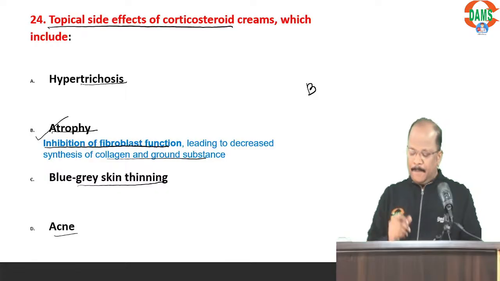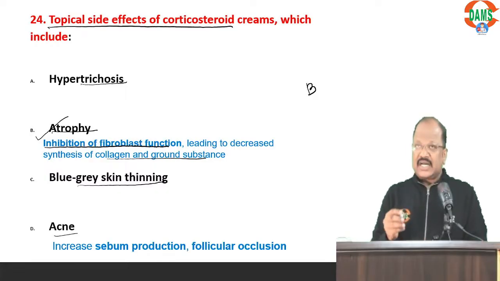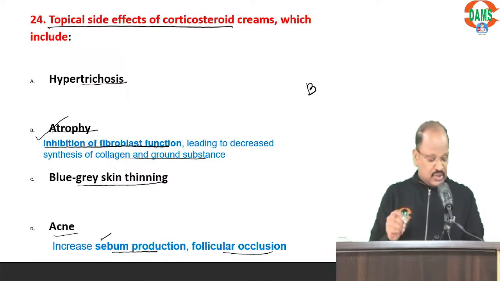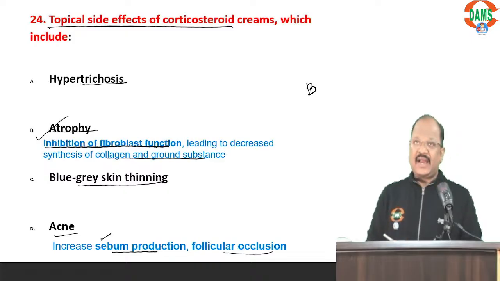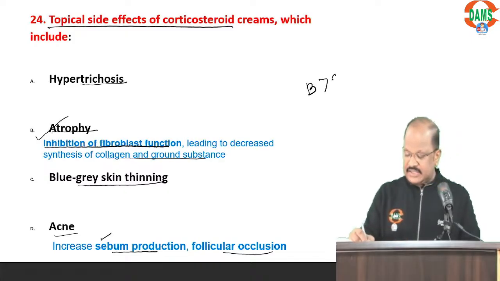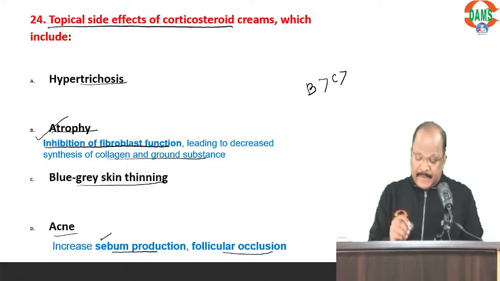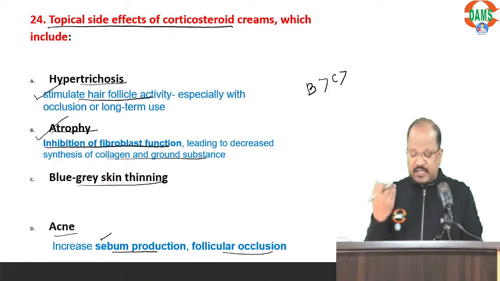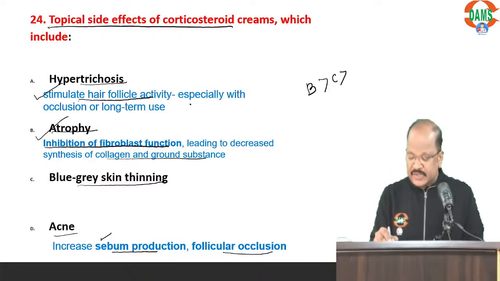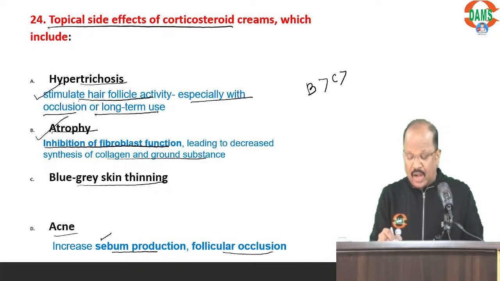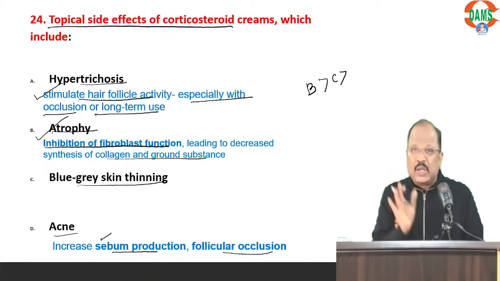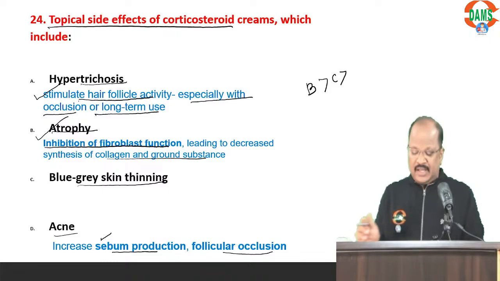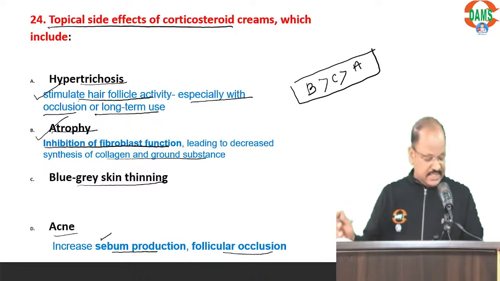Point number two: there is chance of increasing sebum production and follicular obstruction. So chance of acne is there. Next, it may cause hair follicle stimulation, especially with occlusion, when you give topical occlusive therapy and long-term therapy, with risk of hypertrichosis. This also. So the best choice is to go for BCA.